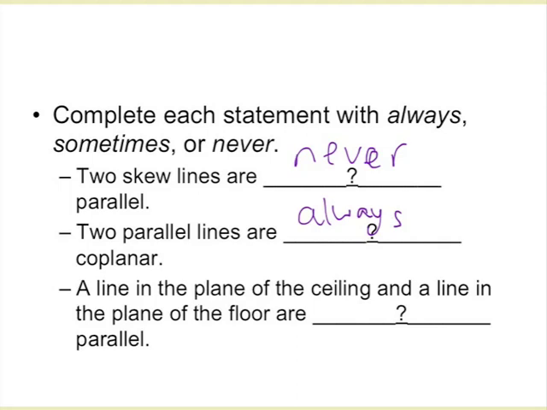So the next one says, a line in the plane of the ceiling and a line in the plane of the floor are blank parallel. Well, to be parallel, they have to be in the same plane and they have to not intersect each other. So if it's in the ceiling and the floor, they're not going to intersect each other. Could they be in the same plane though? Yeah. They could. So if I drew a line straight down the middle of the room on the ceiling and straight down the middle of the room on the floor right underneath it, I could put in like a little dividing wall there, right? So that's possible, but that doesn't have to happen. If I did the lines in any other direction, that wouldn't work. So this is sometimes.